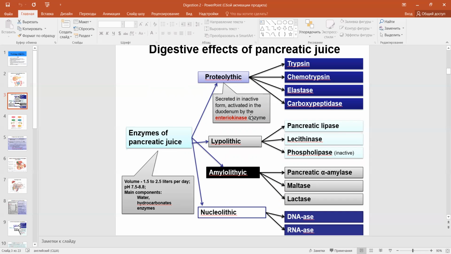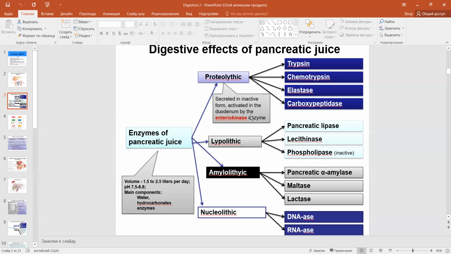Bicarbonate ions are a major part of the aqueous component, and they neutralize the acidic chyme that enters the small intestine from the stomach. The increased pH caused by pancreatic secretions in the duodenum stops pepsin digestion, but provides the proper environment for the function of pancreatic enzymes.